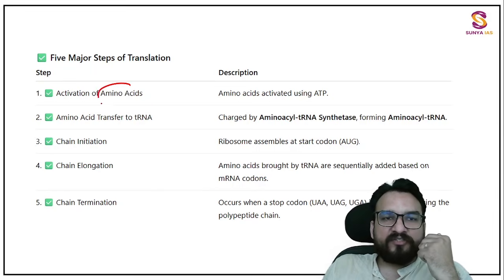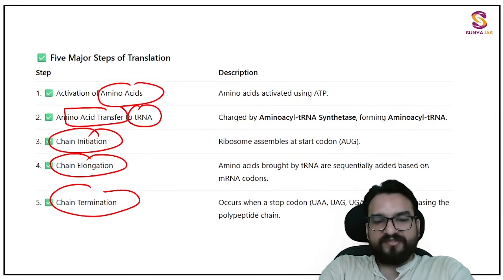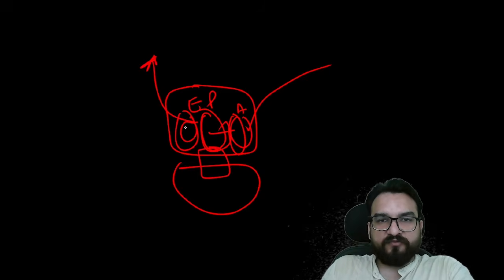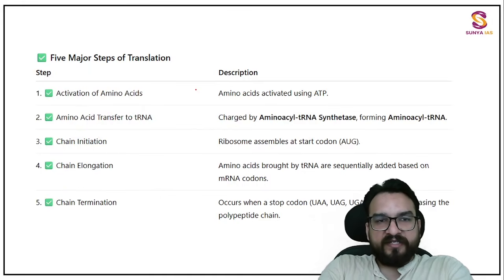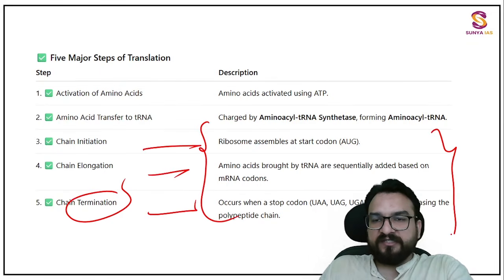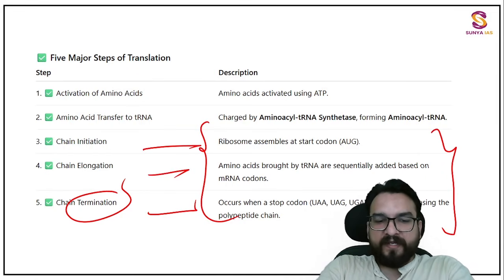In translation, what happened? Activation of amino acid, transfer to tRNA, chain initiation, chain elongation, and chain termination you will be finding. When chain initiation is happening, this is the larger unit of the ribosome. Over here the A, P and exit sites will be there. tRNA will be coming over here. This will be the site of attachment, and this will be the site of exit, termination. So initiation, elongation and termination, now when you read, you will understand it, guys. This is what you will be finding with respect to gene to protein also, right?